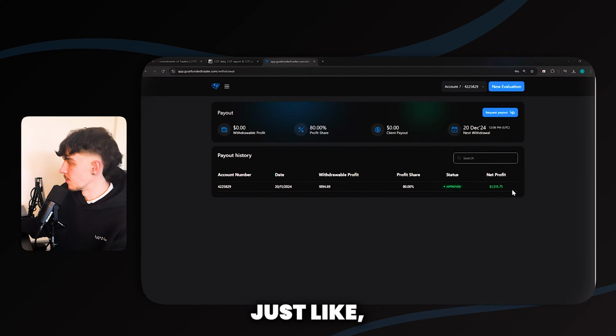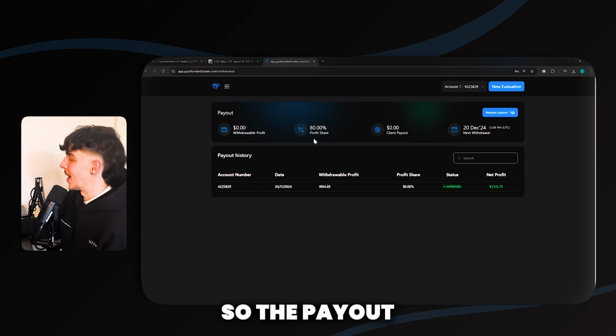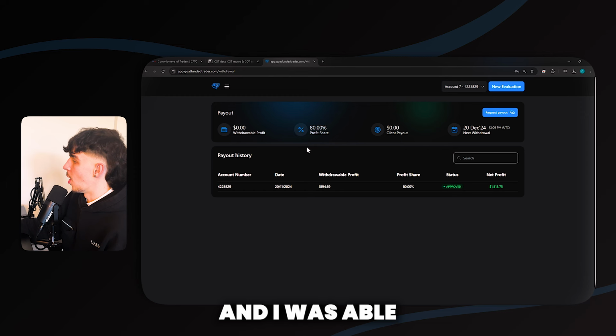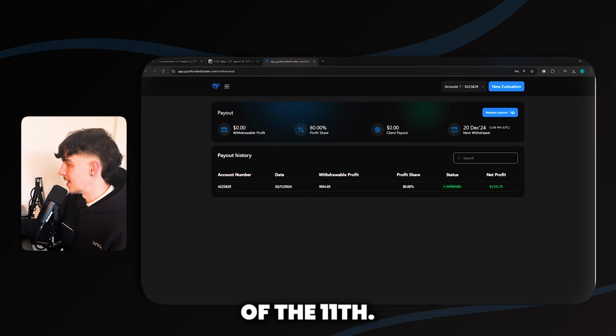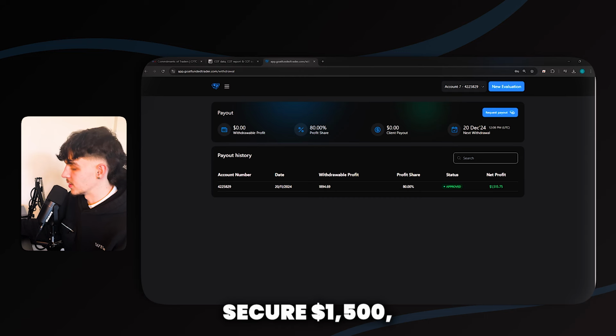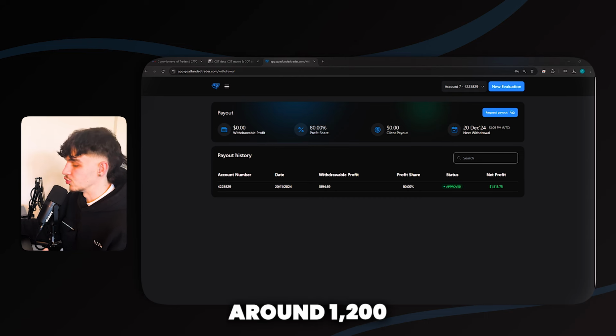If you could just show this payout. So the payout from GoatFunded Trader, as I said, is an 80% profit share. And I was able to withdraw this profit. As you can see, this is the account number. The date was requested on the 20th of the 11th. It was $1,900 withdrawable profit, and then after the split, I was able to secure $1,500, which is around £1,200.